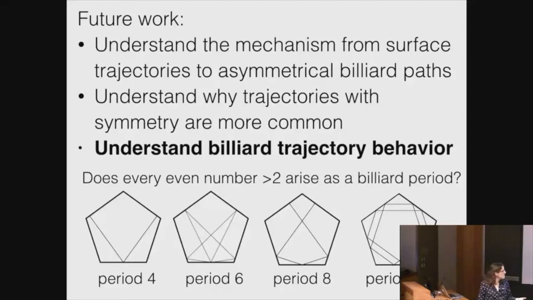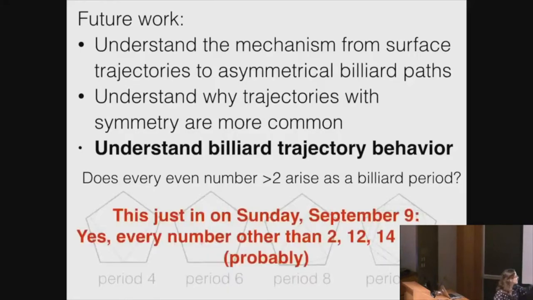You might wonder. Okay. I will admit this is not the first time that I've given a talk like this. I have copied the slide from before, but check this out. Just on Sunday, we looked into this. And every number, it seems, other than 2, 12, 14, and 18 arises as a billiard period. We think, okay, that's computational. We don't have a proof. But it's pretty neat, right? Any even number you want, you can find a periodic trajectory with that period. Pretty cool.